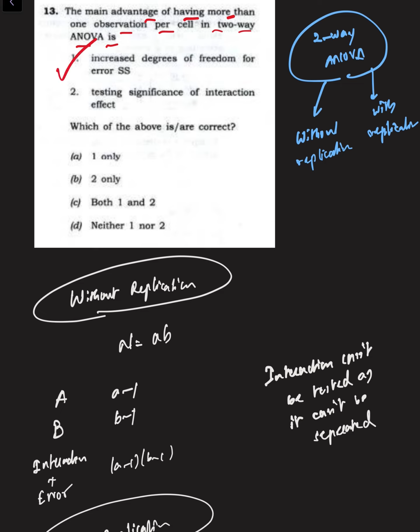Whereas testing significance of interaction: the interaction can be tested if and only if the degrees of freedom of error is greater than 0, which again requires replication, so statement 2 is also correct. So therefore option C is the correct answer.